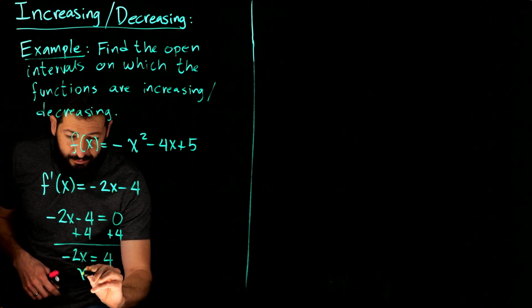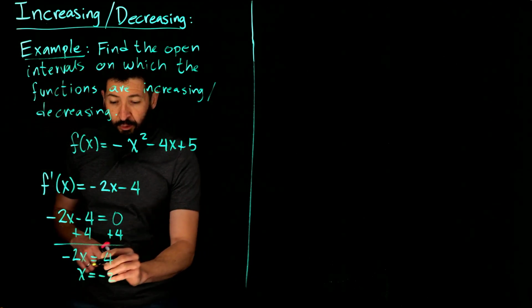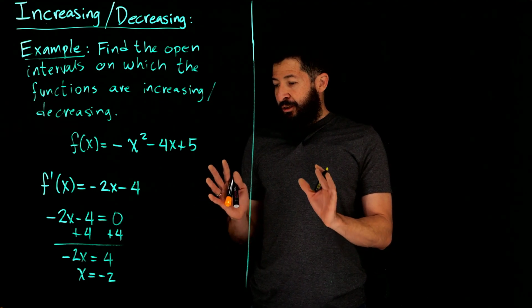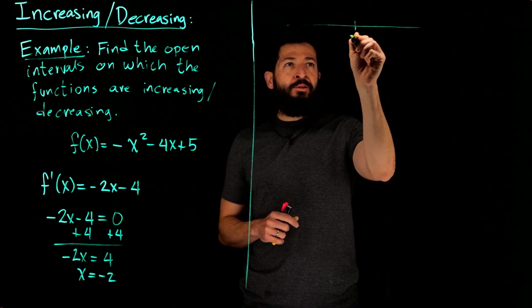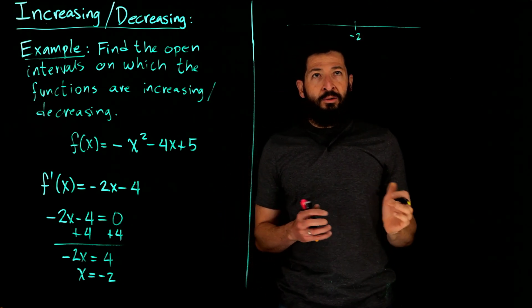Divide by negative 2. And you get negative 2 as your critical number. So what's going to happen is you're going to have two intervals. So you draw your real line. Negative 2, you place it somewhere here. And so you have this partitions your line into two intervals.